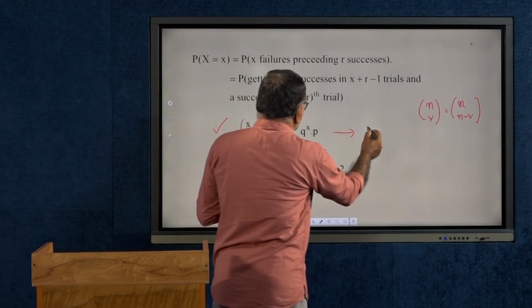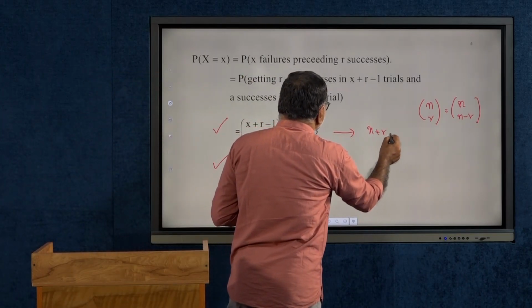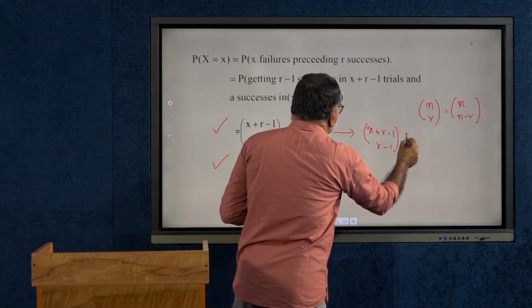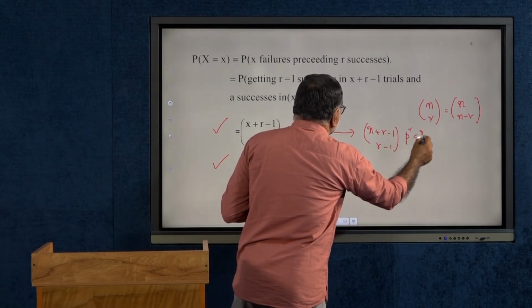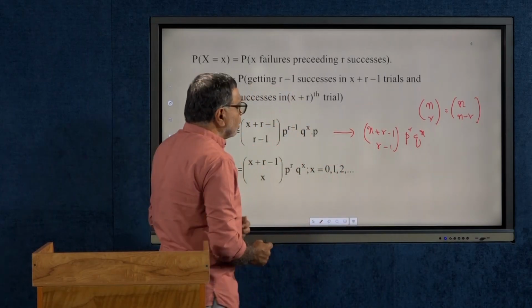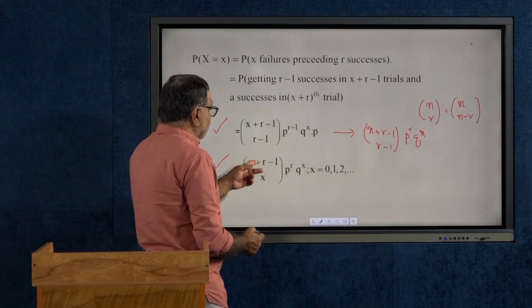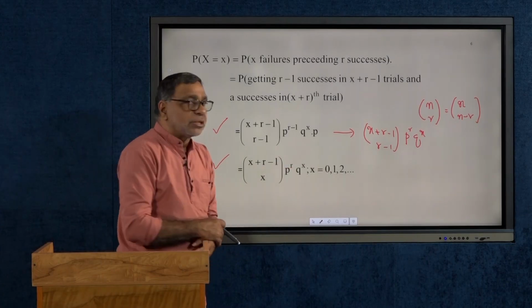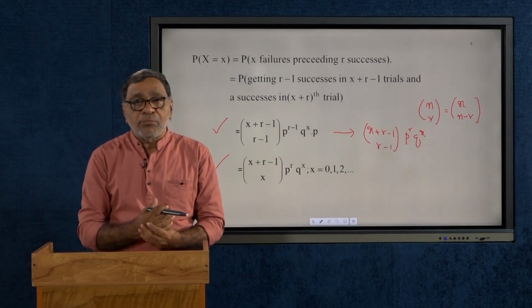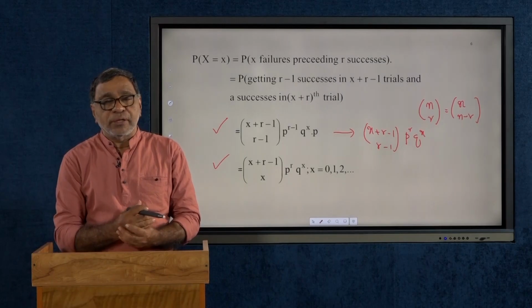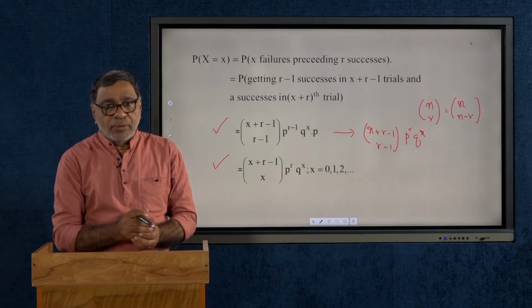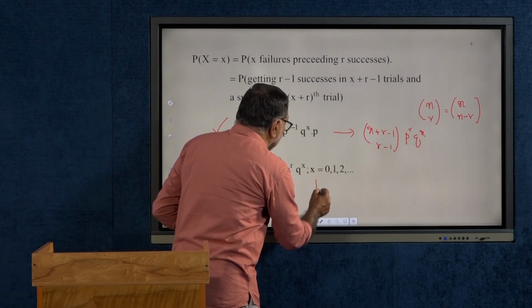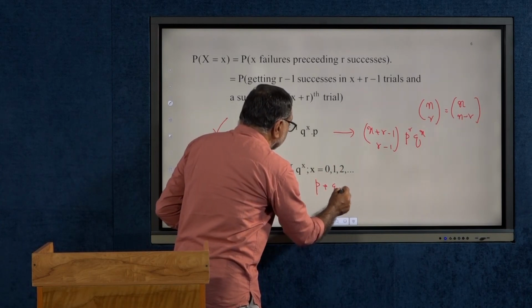So, this is actually (X + R - 1) C X, P power R, Q power X. And this expression, or (X + R - 1) C X, P power X, Q power R... Both expressions are used as the probability mass function expression of a negative binomial distribution. Remember, the random variable X has the values 0, 1, 2, 3, etc., and P plus Q is equal to 1.